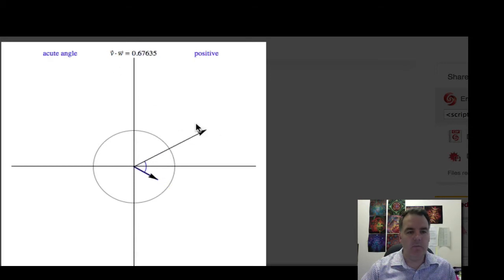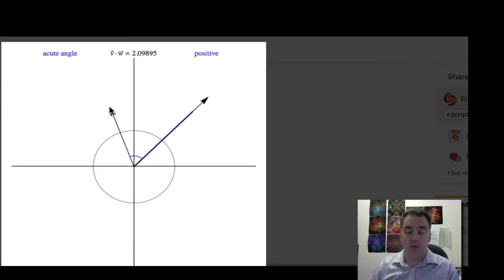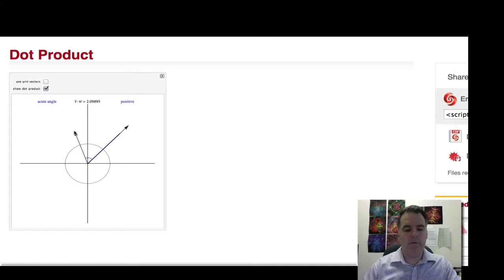I'll make these vectors bigger. You can see in this case, when I move this vector around and move this vector around, the dot product can get bigger than the two vectors. So remember, the dot product or the scalar product is just the length of that line. It is a number. It's not another vector. It's an actual number.